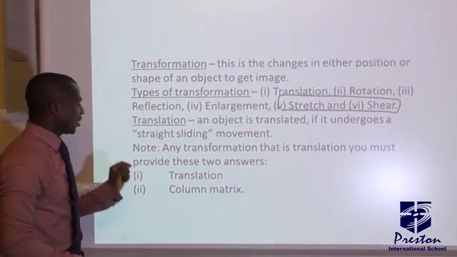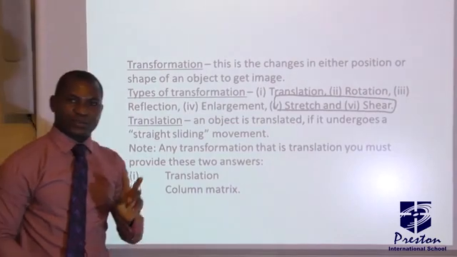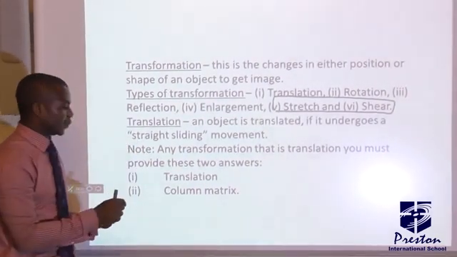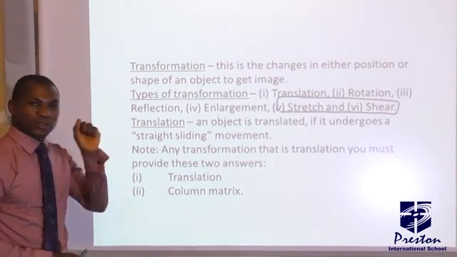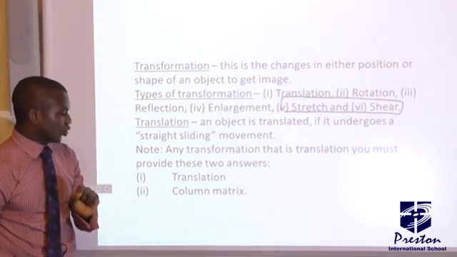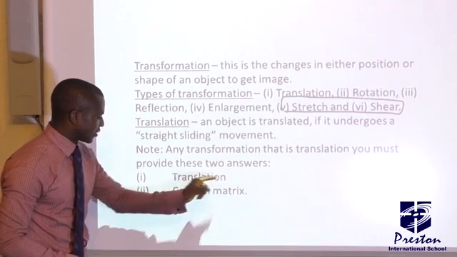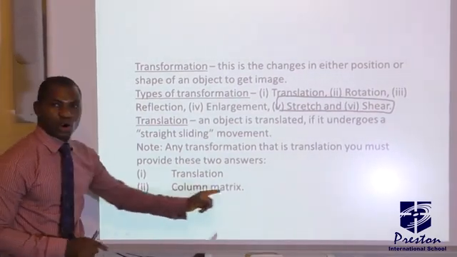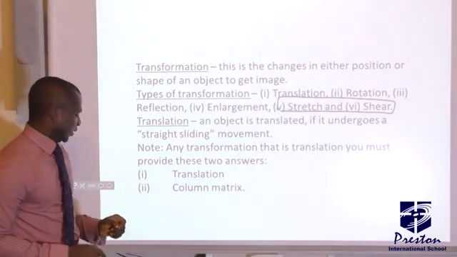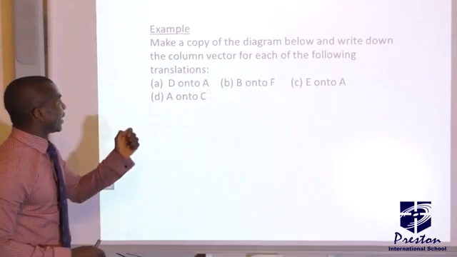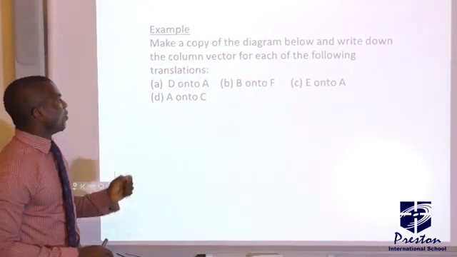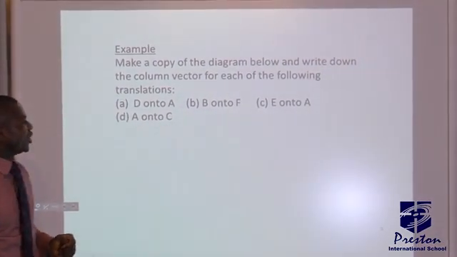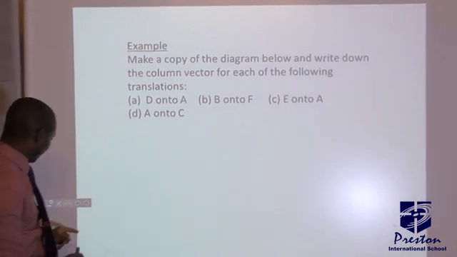So, under transformation, there are 2 things that you have to tell us if the transformation is translation. The 2 things are, you have to tell us the type of transformation, which is translation. And one other thing you have to mention is the column matrix. So, we'll take this example. Now, make a copy of the diagram below and write down the column vector for each of the following translations.